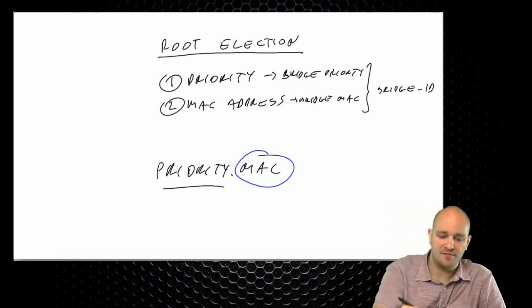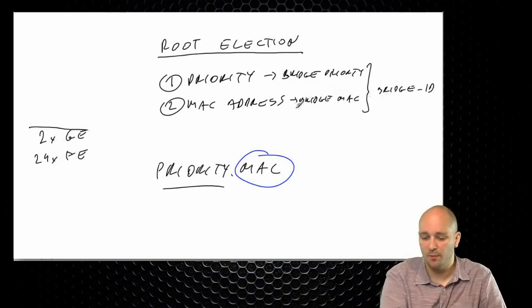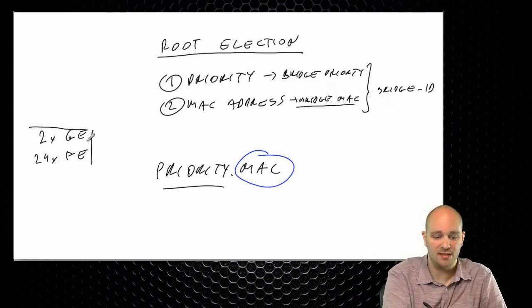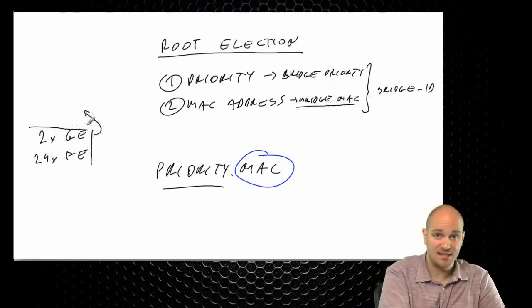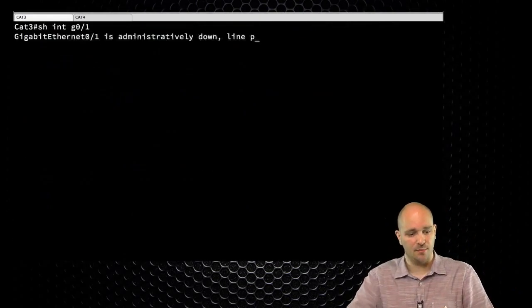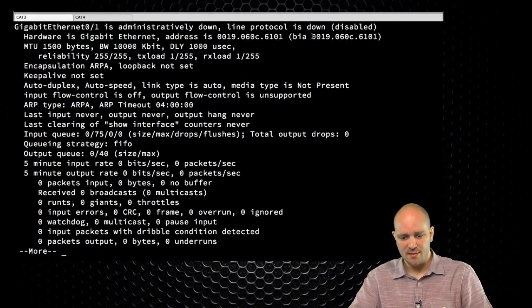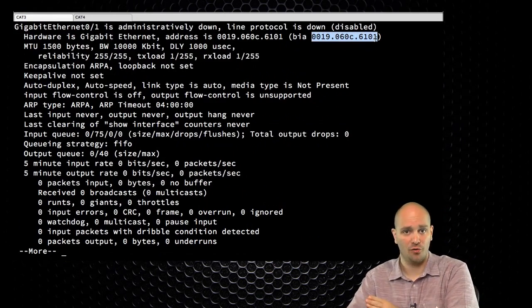Now, on our 3560s, you're going to have 2 gigabit ports, and you're going to have 24 Fast Ethernet ports. Now, the MAC address that we are talking about, the bridge MAC address, is actually none of these. It is the one MAC address below all of them. It is the system MAC address. So I'm just quickly going to show you this. So here I have my Cat3, and if I take a look at show interface gigabit 0/1, this is the MAC address on this interface. And you may remember that I mentioned that this is the lowest interface we have on this switch.